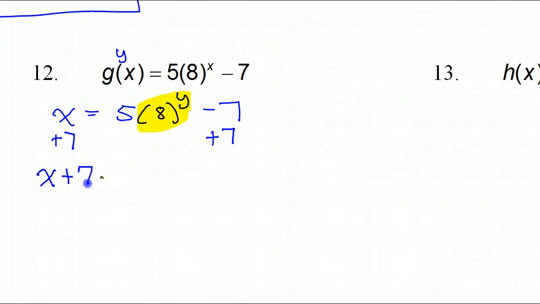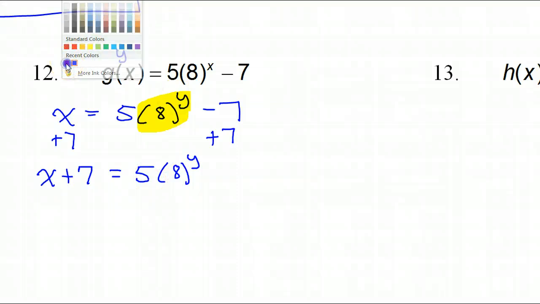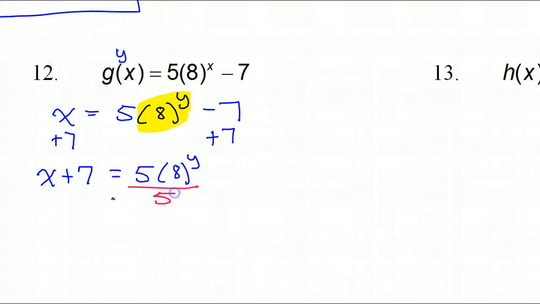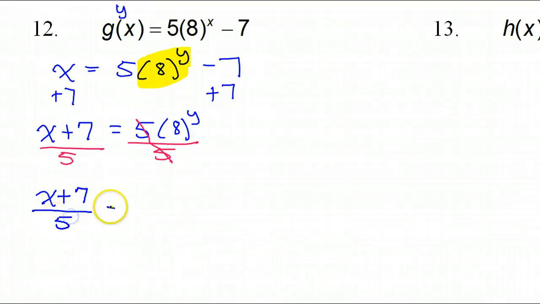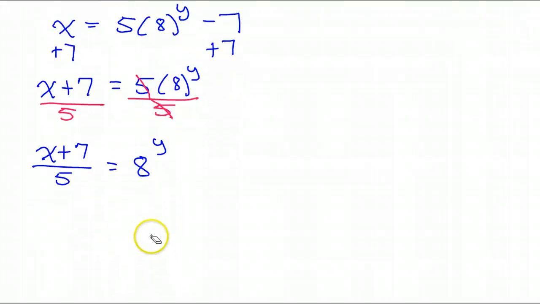So that's going to be x plus 7 is equal to 5 times 8 to the y power. Now we will divide by 5. Okay, that is great. So that is going to give us x plus 7 over 5 is equal to 8 to the y power. Alright, now that this yellow part is by itself, this is when we rewrite it in the other form.